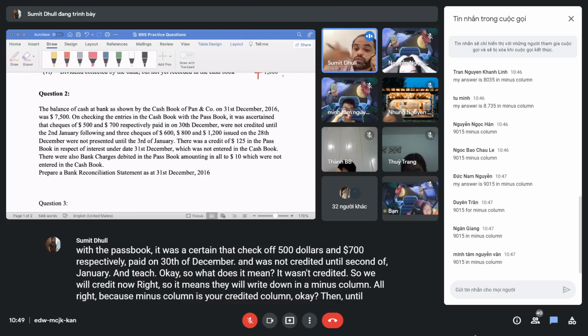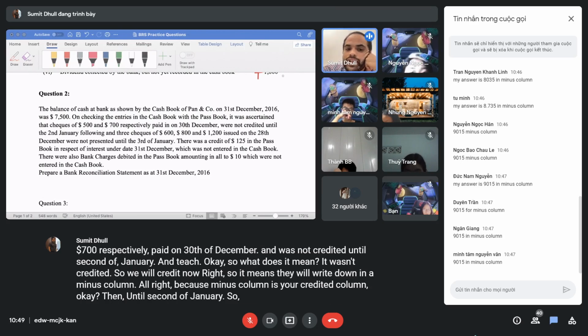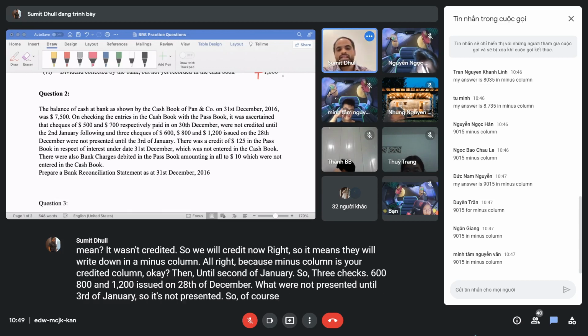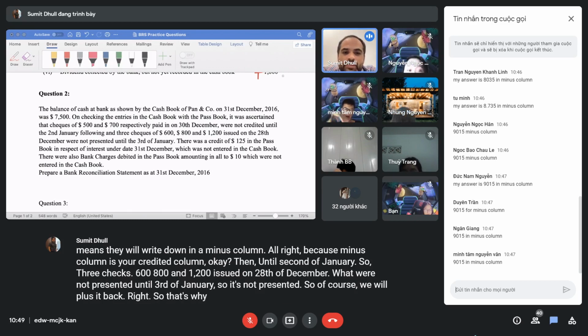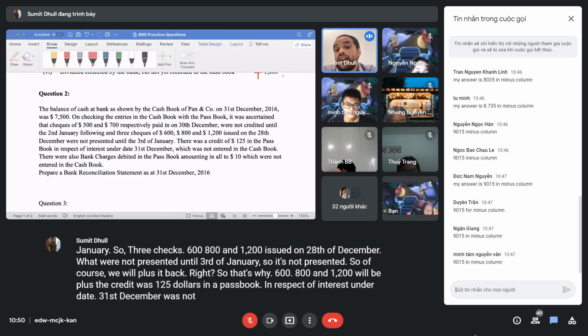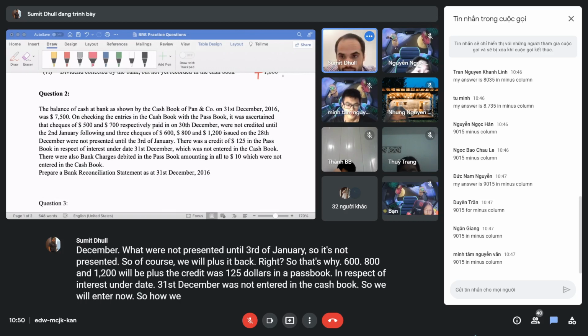Until 2nd of January. So 3 checks, 600, 800, and 1,200 were issued on 28th of December, but were not presented until 3rd of January. So it's not presented. Of course, we will plus it back. That's why 600, 800, and 1,200 will be plus. The credit of $125 in a passbook in respect of interest under date 31st December was not entered in the cash book. So we will enter it now. How do we enter?